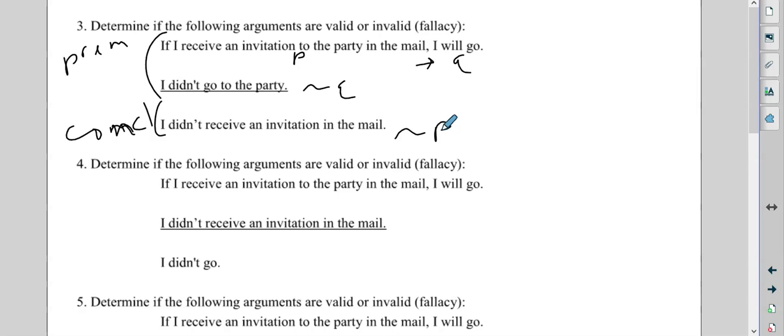So let's just think about this logically. If I receive the invitation, I will go to the party. I didn't go to the party, so must that mean I didn't get an invitation? Well, no. I could have gone, or I could have got an invitation and not gone. I could have not got an invitation and still gone. There's different possibilities here. Just because I didn't go to the party does not mean I didn't get an invite. I may have gotten an invite and gotten sick. I may have gotten an invitation and had other plans. Okay? So these two do not necessarily mean true, but based on logic, this is called valid by modus tollens.